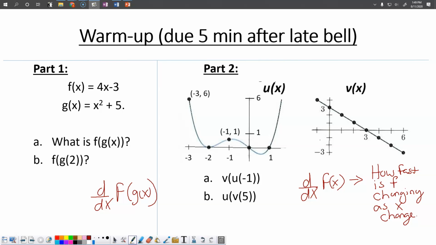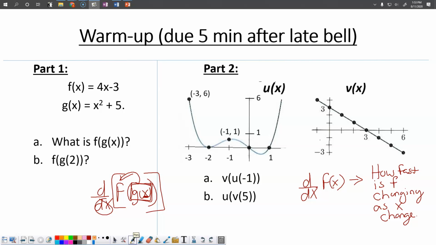Okay? But when you're talking about a composite function, an interesting thing happens. You have two functions that are working together to accomplish a task. So if you want to know how fast this function is changing with respect to x, what that means is how fast x is changing is going to affect how fast g is changing. And how fast g is changing will affect how fast f is changing. So let me go ahead and try to bring this to life for you a little bit with an example.